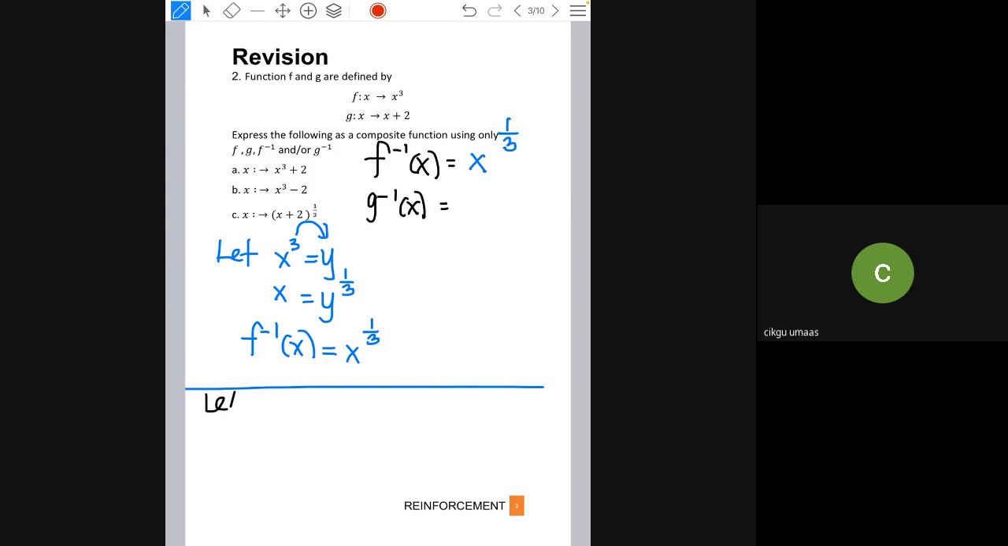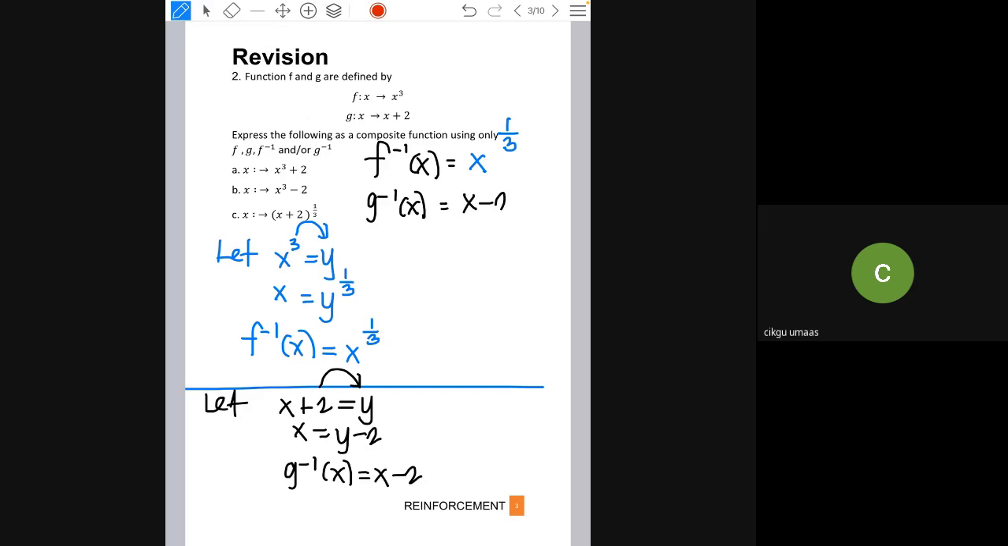You are dead. x plus 2 equal to y. Move, x is y minus 2. So this is the G inverse, which is now x minus 2.